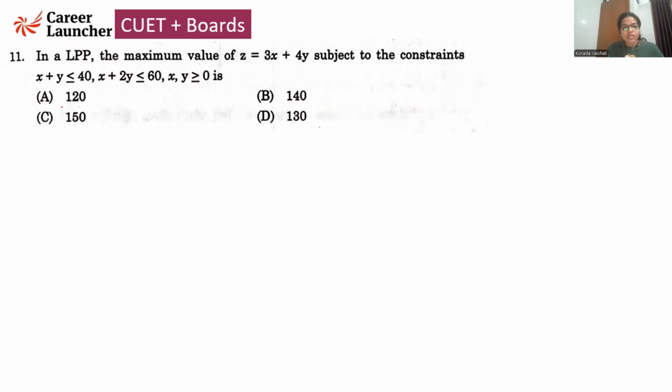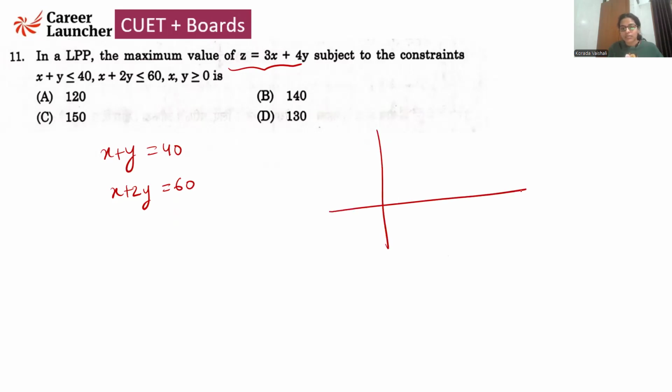In LPP, the maximum value, we are given the objective function over here, and the constraints are x plus y is equal to 40, x plus 2y is equal to 60. So I'm basically converting them with the equality sign. So if we were to plot this down, what am I getting? This is my 40, 40. So one of the lines is basically passing through 0, comma 40 and 40, comma 0.